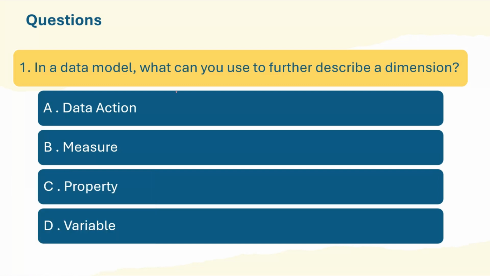So we will start with the question and answer section based on the previous session, which was on models, especially the import model. In a data model, what can you use to further describe the dimension? This is a property. You remember using a property, you can describe further information about a dimension. In our case, we discussed the GL account. Similarly, for any dimension, we can have additional properties or additional description maintained in the property section. So this is the correct answer.